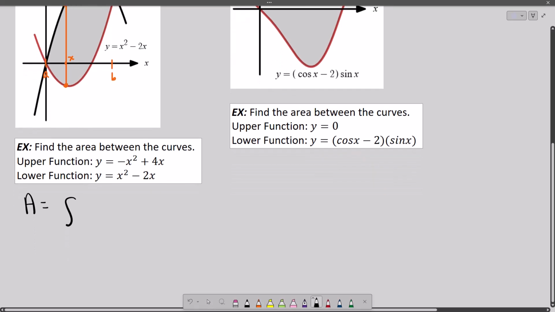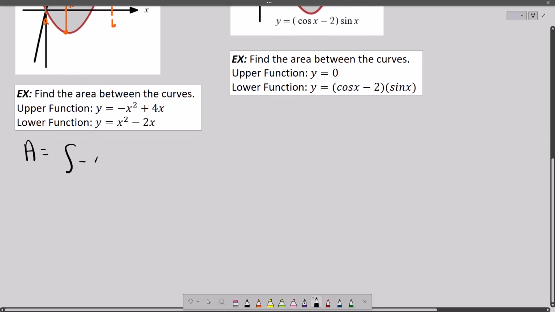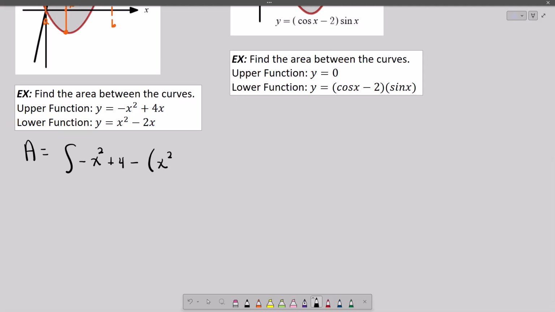So upper function, negative x squared plus 4x, minus the lower function, multiplied by dx. So when we're thinking Riemann sum, this right here is the height. This right here is the width. So that gives us the area of a rectangle. And the integration symbol looks like an S because it is. It's summing up all those rectangle areas to get a total area. So this sums up all these little areas to get a total area.